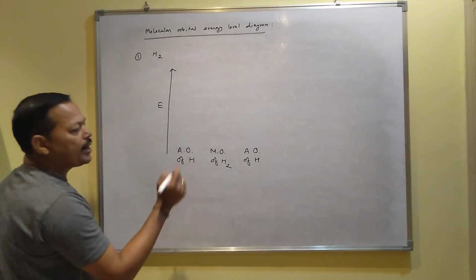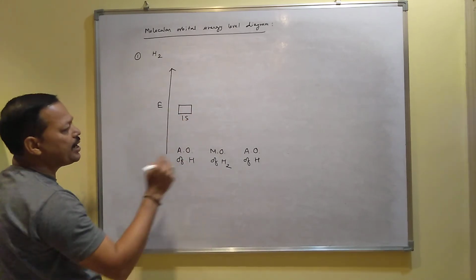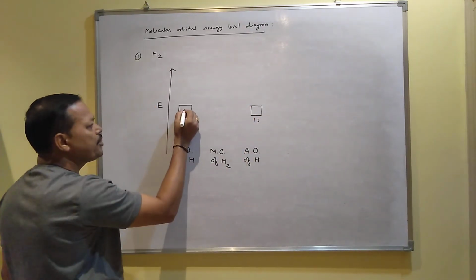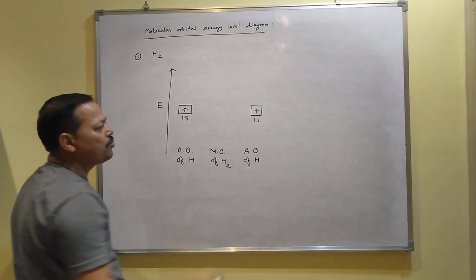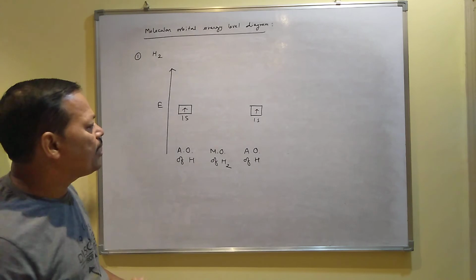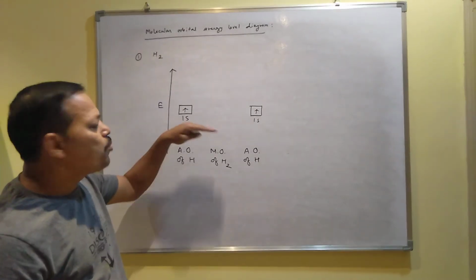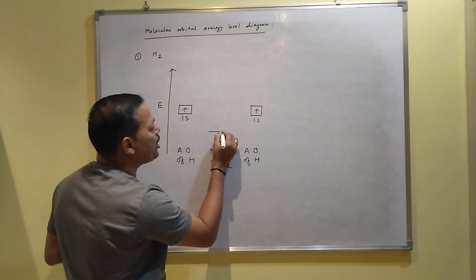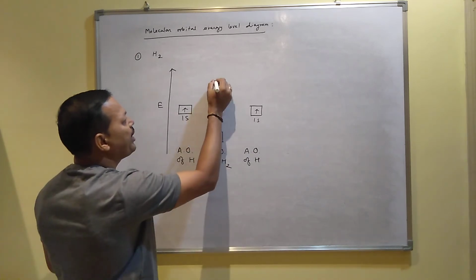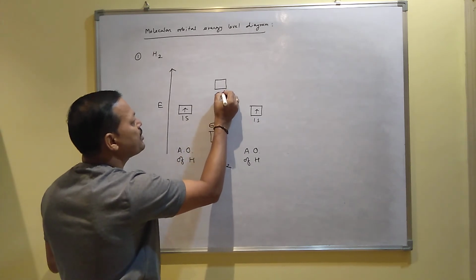Hydrogen contains a 1s orbital. So this is the 1s orbital for this hydrogen, and this is the 1s orbital for this hydrogen atom. Each hydrogen contains 1 electron. When these two atomic orbitals combine, they form two molecular orbitals. One is called sigma 1s bonding, and one is called sigma 1s star. Since bonding has lower energy, you draw it here. This is the sigma 1s bonding molecular orbital, and anti-bonding has higher energy, that's why you write it here. This is sigma 1s star.